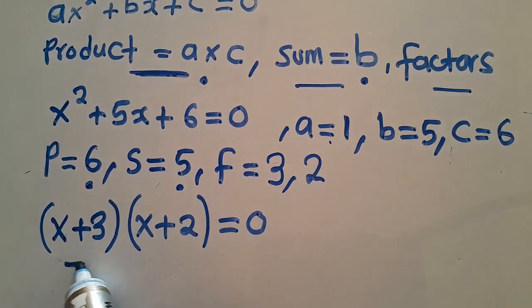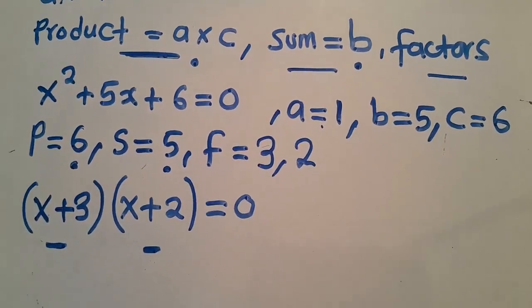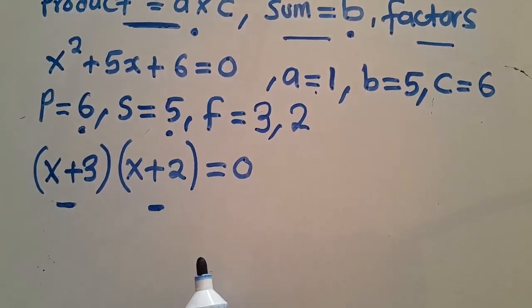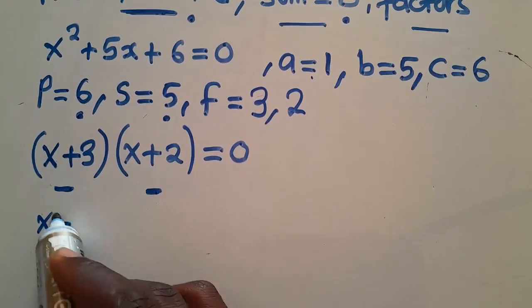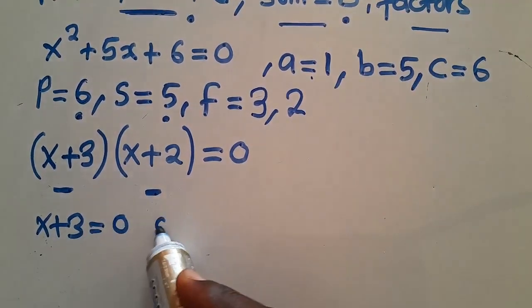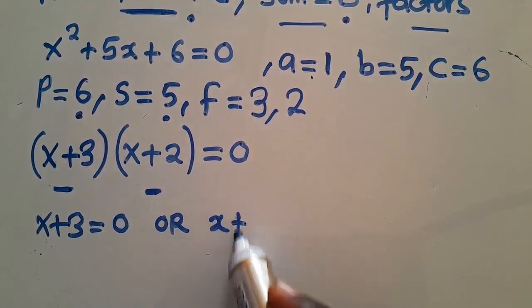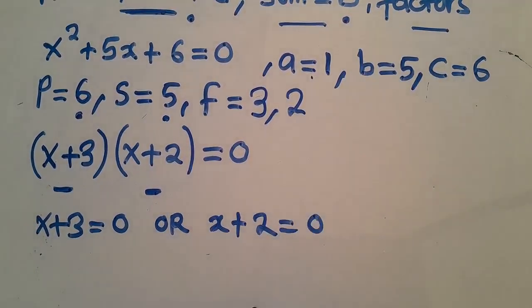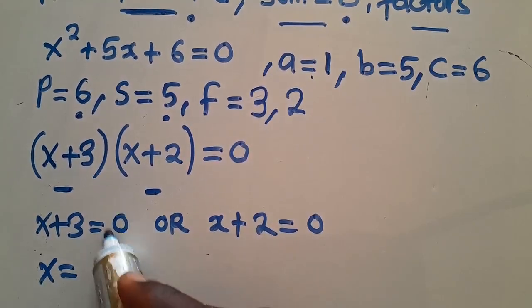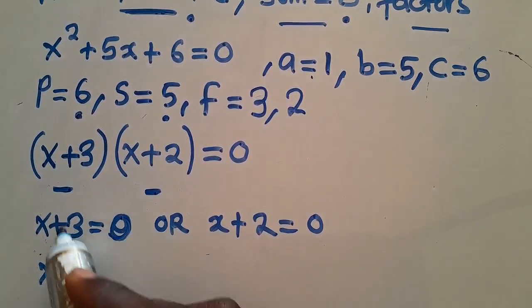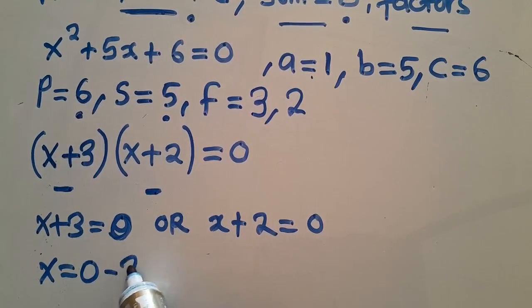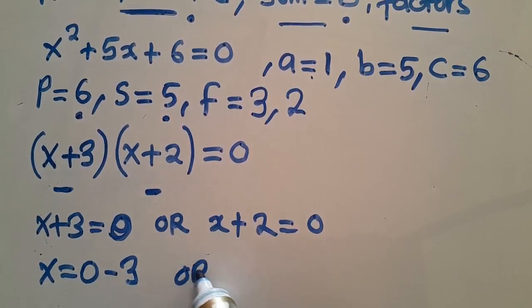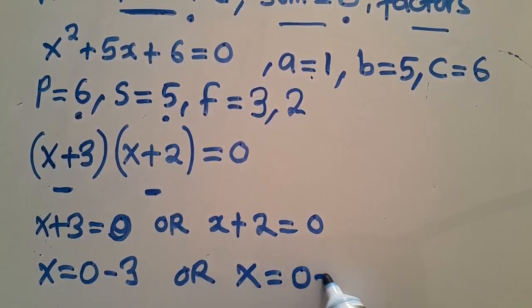So you get this one equates to 0. You also get this one, you equate to 0. So what are you going to do now? This is what you are going to do. You say x plus 3 is equal to 0, or x plus 2 is equal to 0, like this. Then you say x is equal to, this is a 0, this is a 0. So when a 3 comes here, we're going to have 0 minus 3. Or x is equal to 0 minus 2.